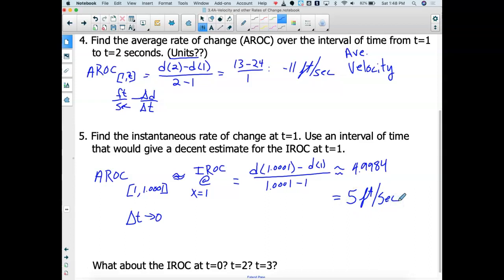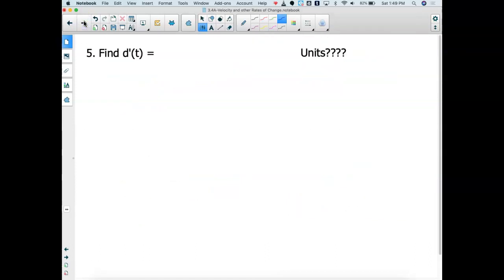Okay, well, what is that? What is the instantaneous rate of change at t equals 1? Well, isn't that really the derivative of displacement, the first derivative at 1 second? Okay, what about the instantaneous rate of change at 0, 2, and 3? Well, all of those are obviously easier to find, okay? And they're easier to find if we actually found the derivative, okay? Well, what is the derivative?